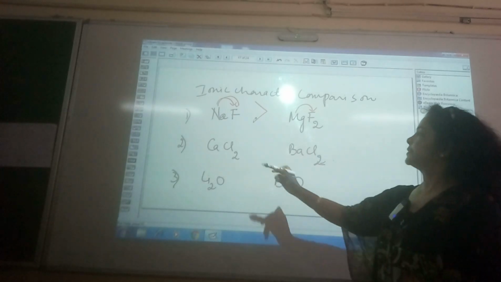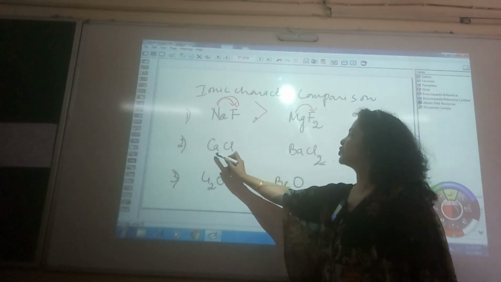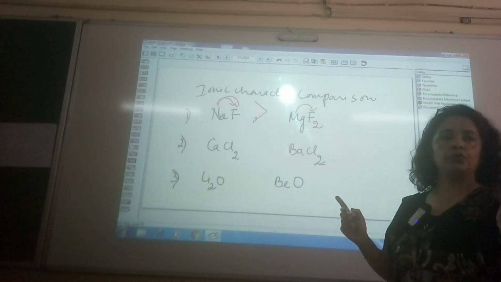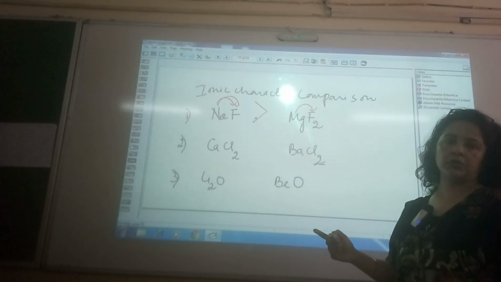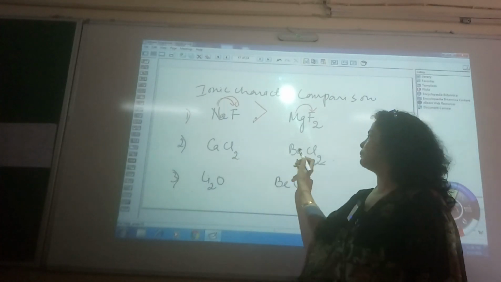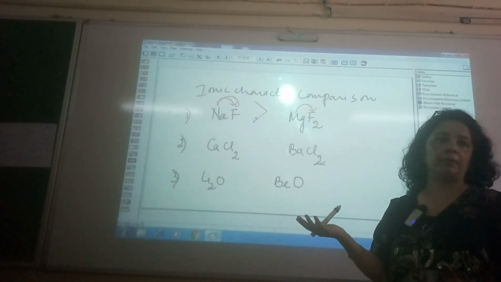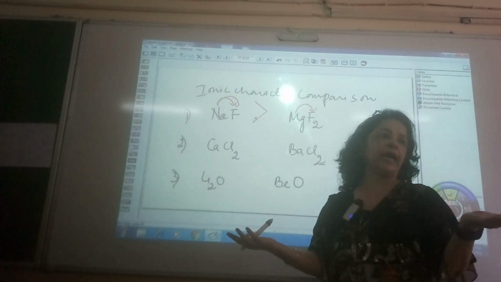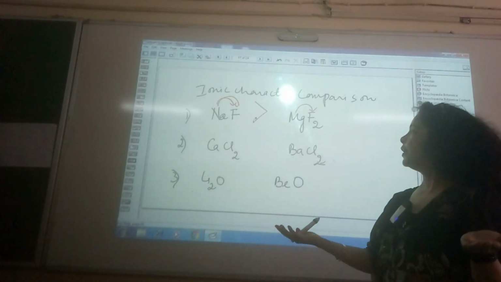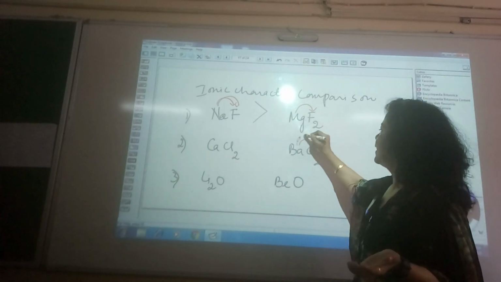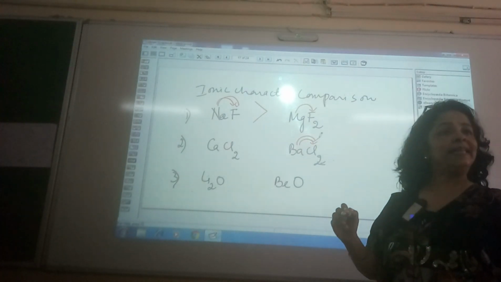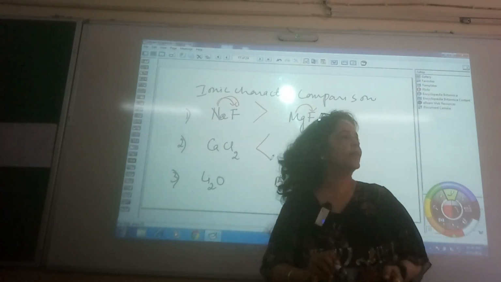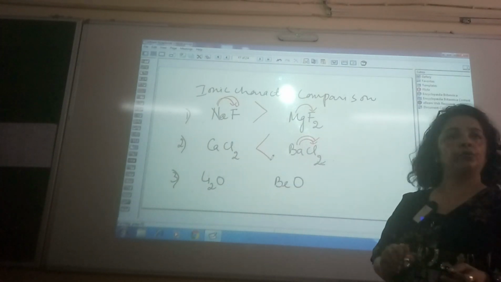The second example is of the same group, calcium chloride and barium chloride. Both calcium and barium are in the same group. Both of them have to lose 2 electrons. But out of calcium and barium, which is larger in size? Barium. Since barium is larger in size, it can easily lose the electrons because the ionization energy is going to be low. If it easily loses the electrons, hence the transfer of electrons is easier in case of barium than in case of calcium. Hence the ionic character would be higher for barium chloride.